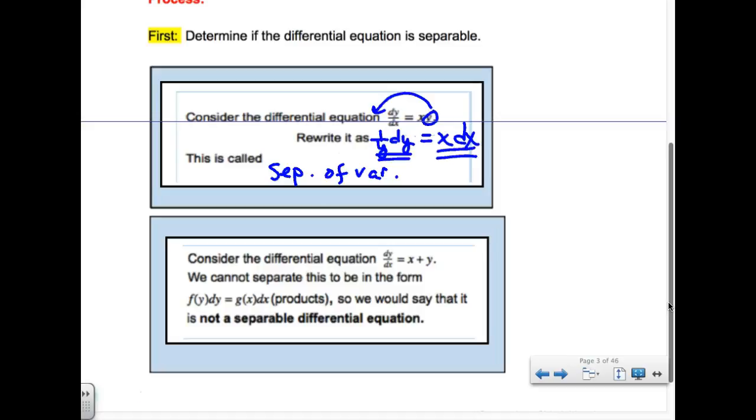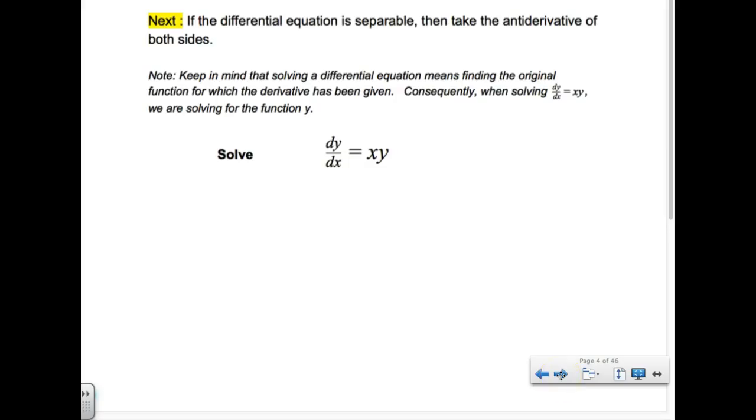This next one down here, I can't write it as a product. In order for me to move the y over, what would I have to do with it? Subtract it. That's called a non-separable differential equation. It doesn't mean I can't solve it. It means I can't solve it with this process. It needs a higher level of math. So we're going to just deal with ones that are separable. I'm going to show you how, and then we'll move from there.